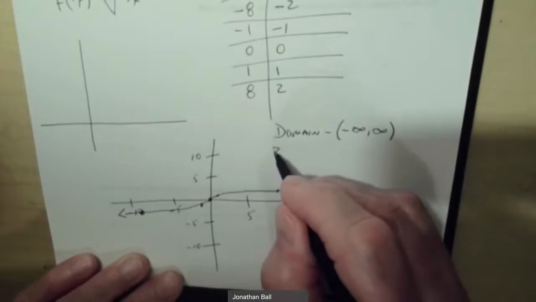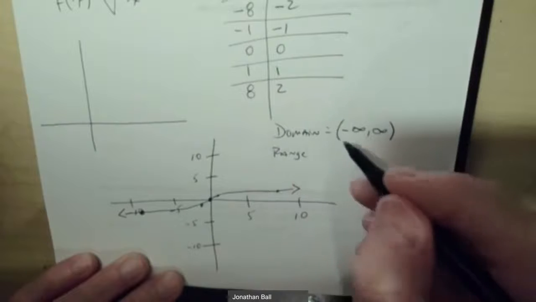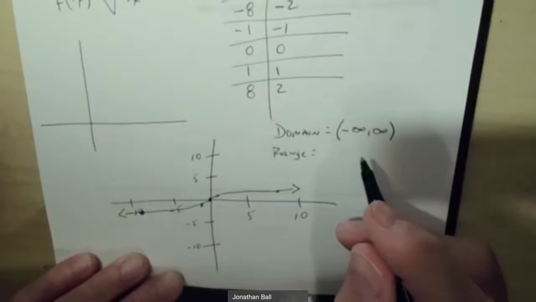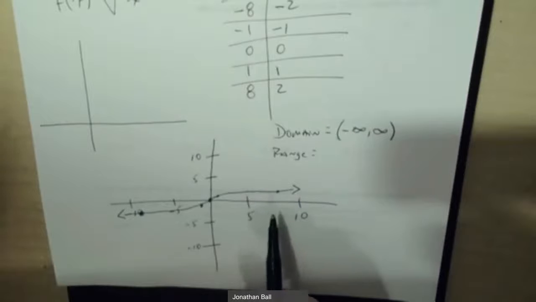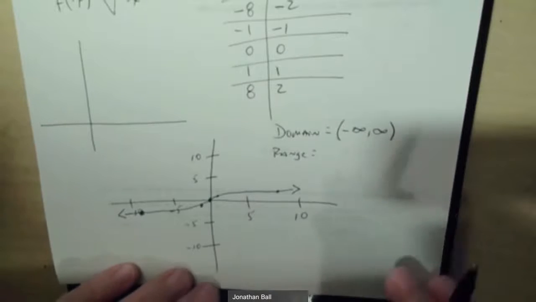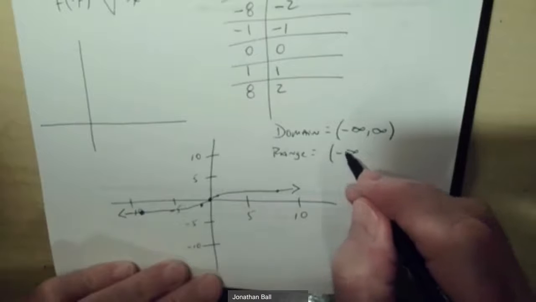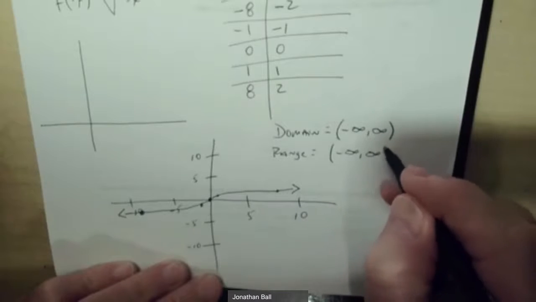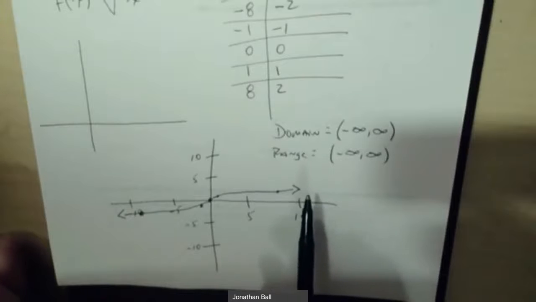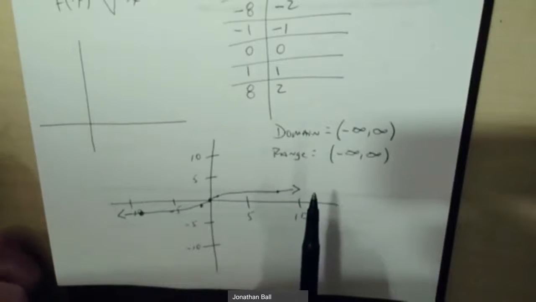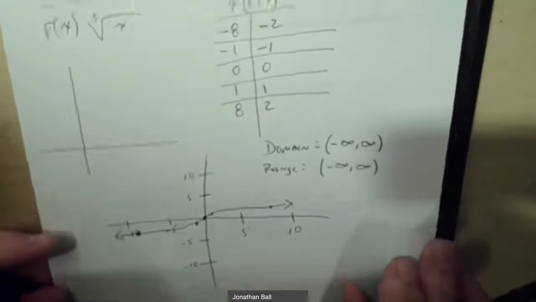And the range, this one's kind of harder to see because it goes up and down so slowly, but it does go up and down infinitely. Negative infinity and positive infinity. You're probably going to get this on the final exam. Don't hurry on this, but stop and think it through.